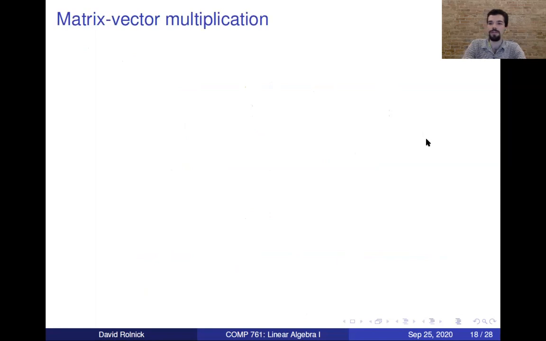Okay, so those are the basic properties, but now let's get into the real meat of the thing. Why are we interested in matrices? Well, a fair amount of it is because of matrix multiplication. Let's start out with matrix vector multiplication. But before we do that, there's a question.